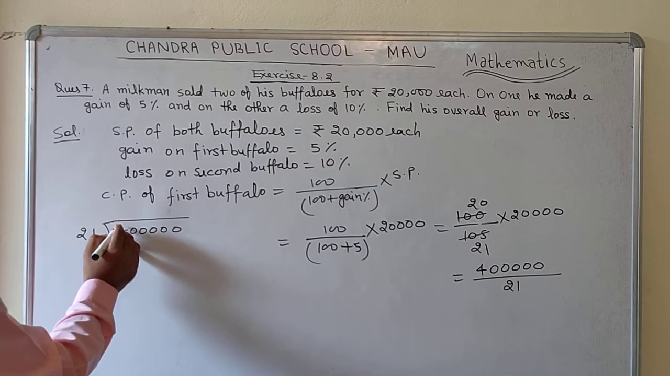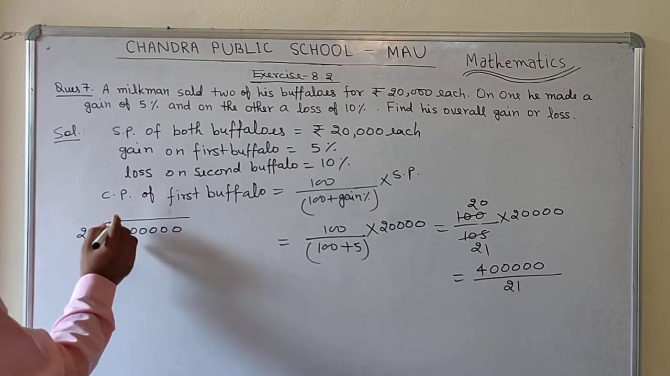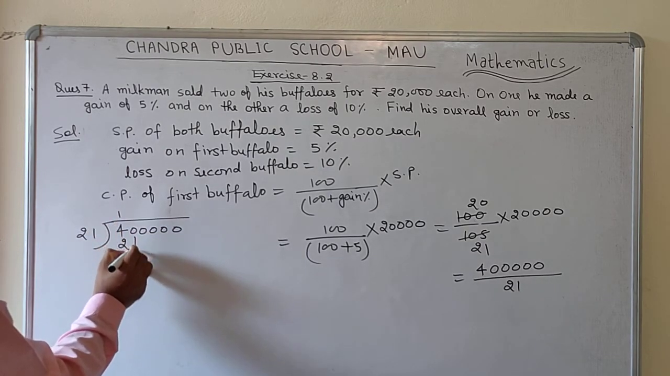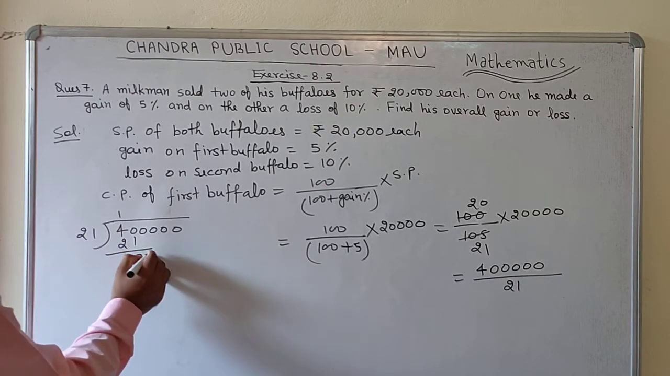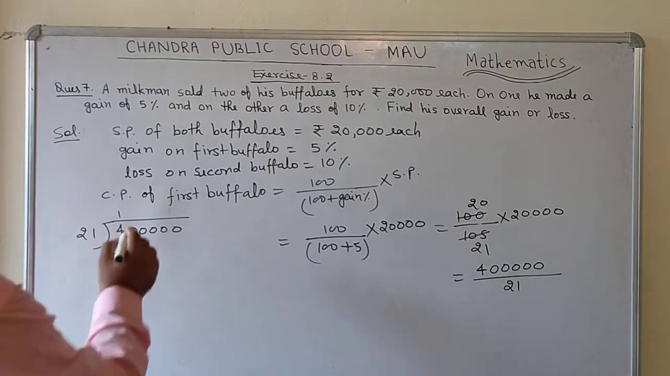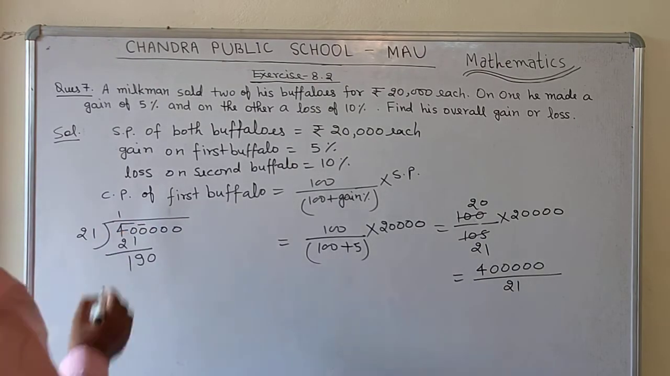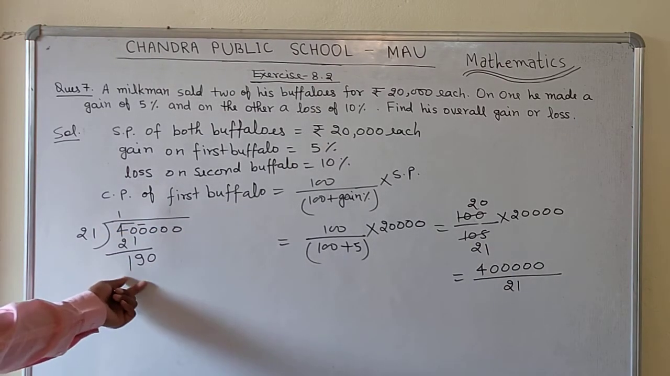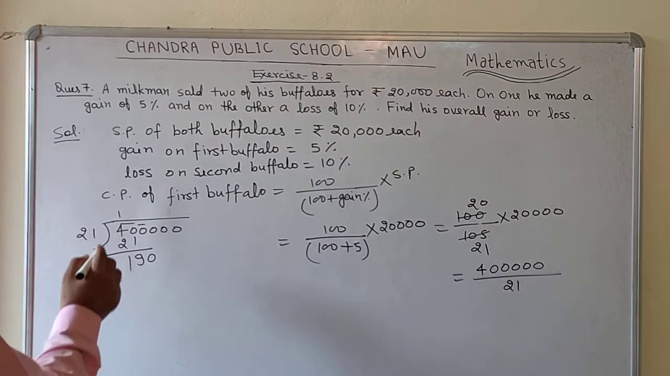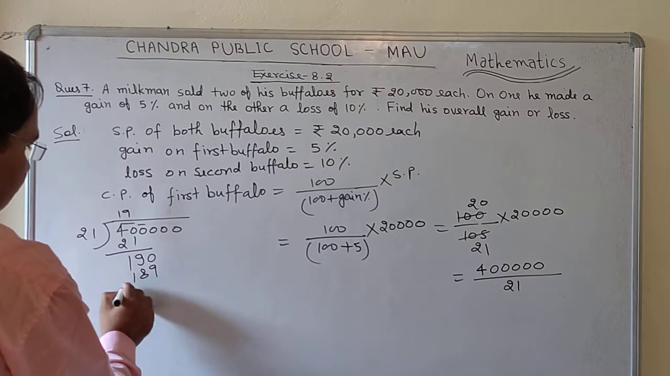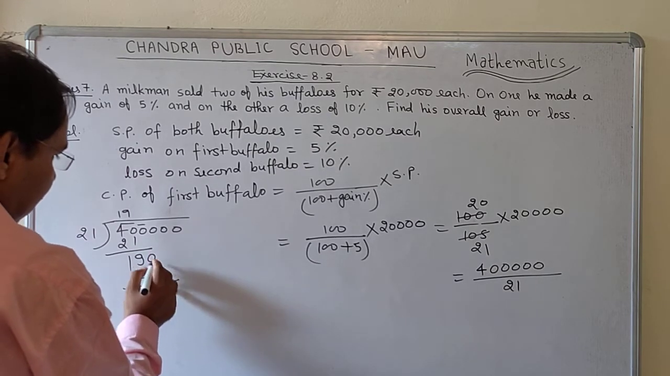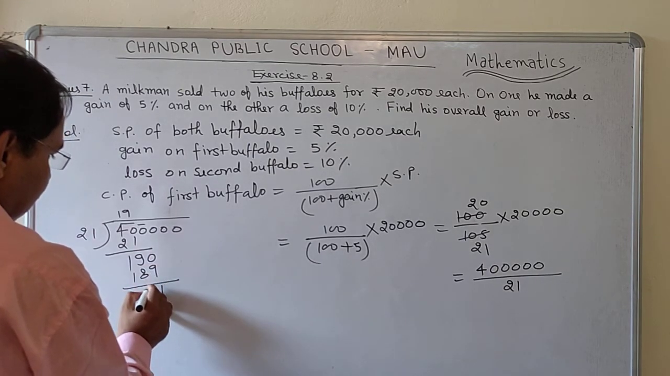So 21 into 1 is 21, 21 into 2 is 42, that will be greater. So 21 into 1 is 21. It is 9 and here it is 3 minus 2, 1. Now I am going to put a 0, so it is 190. How many times? It will be 9 times. So 9 into 1 is 9, 9 into 2 is 18. Now here it will be 10 minus 9, 1, and here it will be 0.